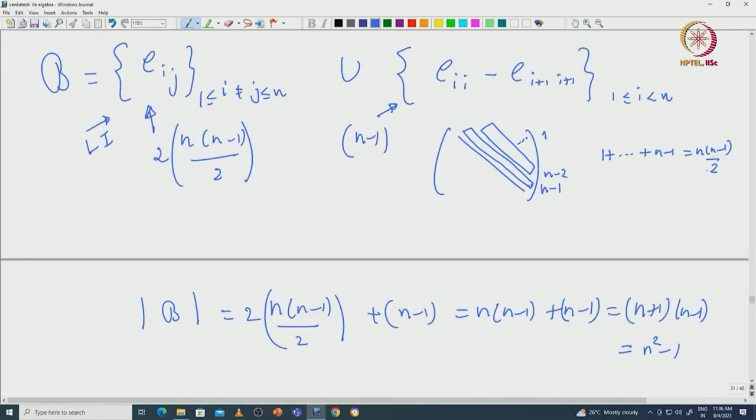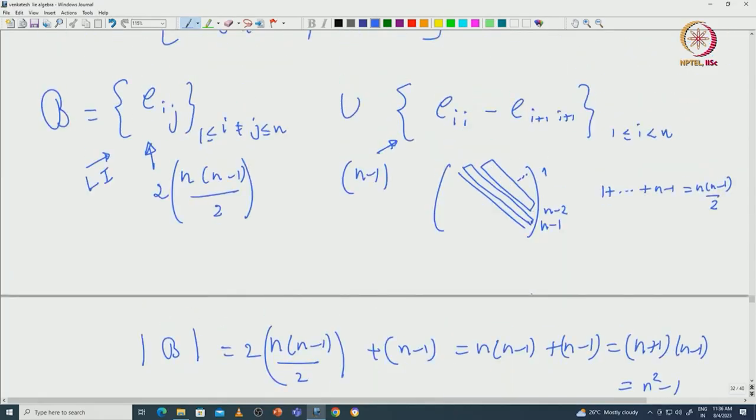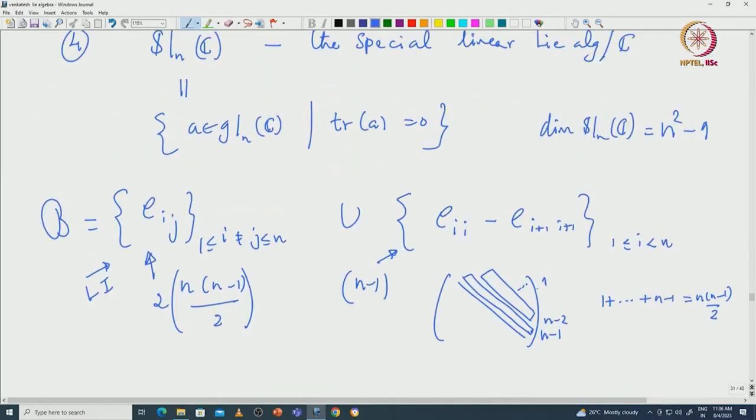So, now putting together, this B must be a basis for this SLN. Okay. So, this is actually a standard basis coming from the standard basis of GLN C. This is what we always refer to as the standard basis.